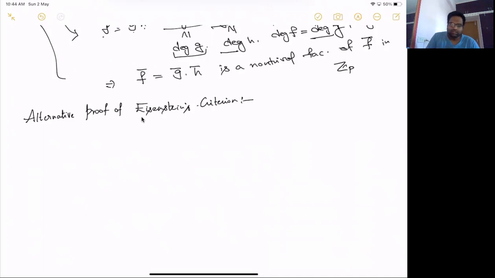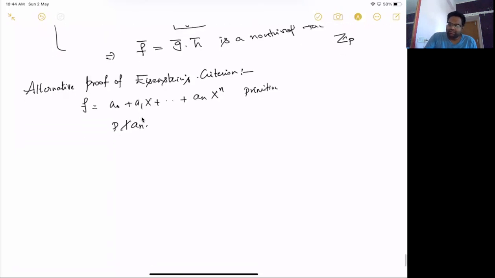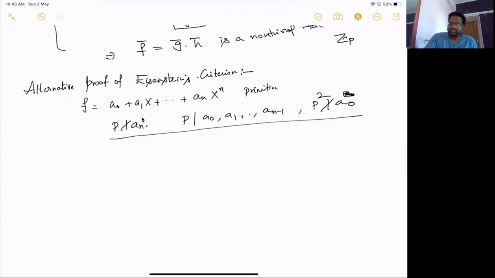Okay. So recall what Eisenstein's criterion is. F is A naught plus A1x plus up to AN x to the power of n. We have assumed that this is a primitive polynomial. That means the GCD of the coefficients is equal to 1, and also that P does not divide AN. We had assumed that P divides each and every one of A naught, A1, up to AN minus 1, and P square does not divide A naught. So these are the conditions in Eisenstein's criterion. In particular, P does not divide AN.